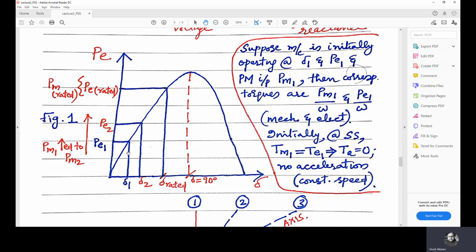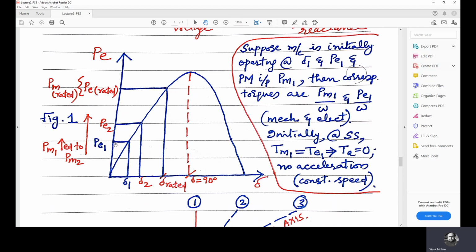Now let's see a scenario in which the machine initially operates at a power angle del 1, and the corresponding electrical power output is PE1. If the machine is operating in steady state, then at this point PE1 is equal to PM1, or electrical power output is equal to the mechanical power input. So there is no acceleration, there is no deceleration. Acceleration and deceleration are zero.